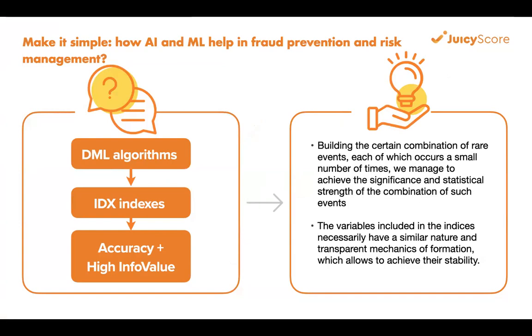The whole idea itself is that AI as well as ML is helping build a certain combination of rare events, each of which occurs a small number of times, and we manage to achieve the significance and statistical strength of the combination of such events. The variables included in the indices necessarily have a similar nature and transparent mechanism of formation, which allows us to achieve their stability.